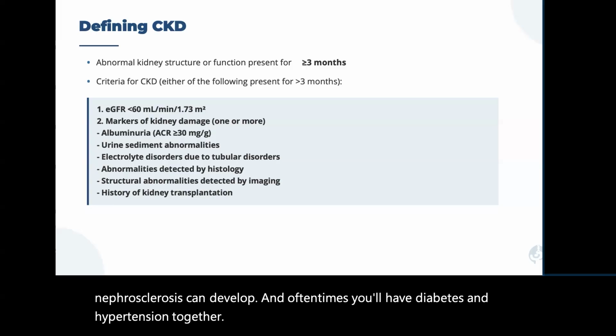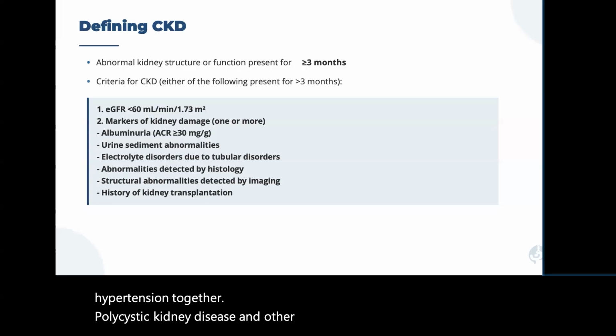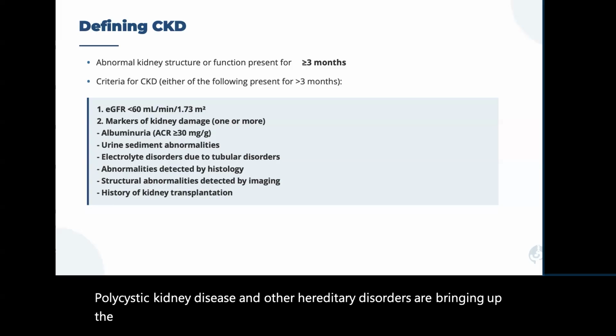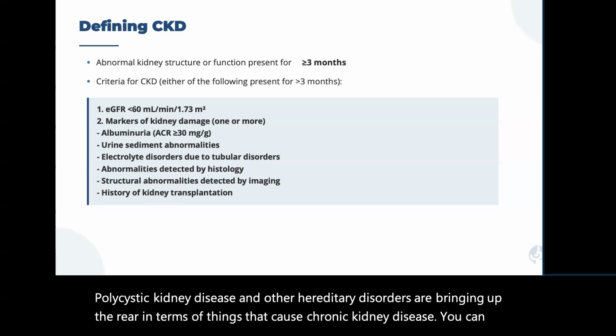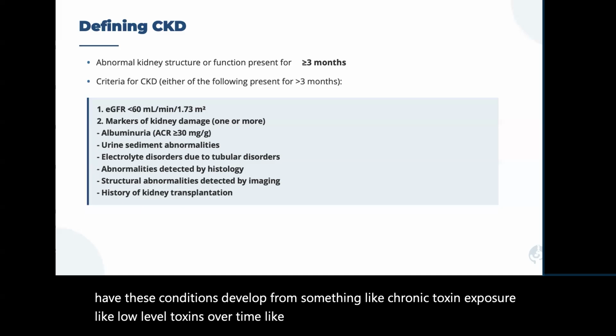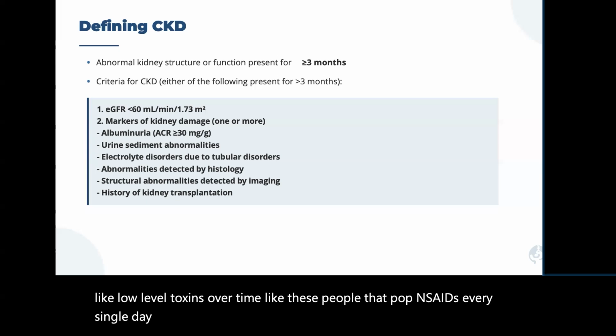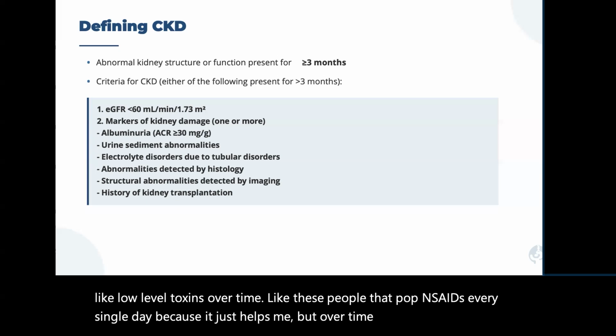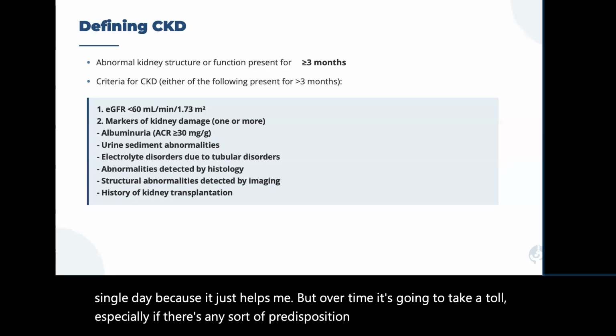Polycystic kidney disease and other hereditary disorders are bringing up the rear in terms of things that cause chronic kidney disease. You can also have these conditions develop from something like chronic toxin exposure, like low-level toxins over time, like these people that pop NSAIDs every single day because it just helps me. But over time, it's going to take a toll, especially if there's any sort of predisposition with polycystic kidney disease along the way.